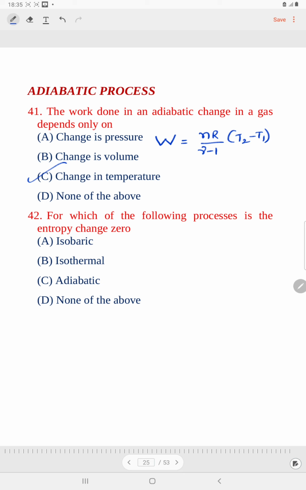42. In which of the following processes is the entropy change 0? First of all, students, entropy is actually a measure of disorderness, we say. And entropy change is given by the equation delta S equals delta Q divided by T. If the molecules are in a disordered state, we say there is an entropy. And delta S is the symbol used for finding the change in entropy. It is given by delta Q by T.